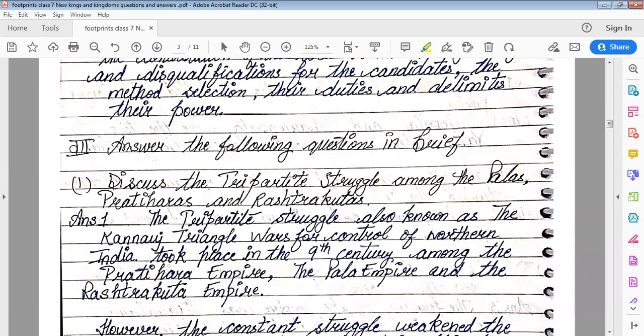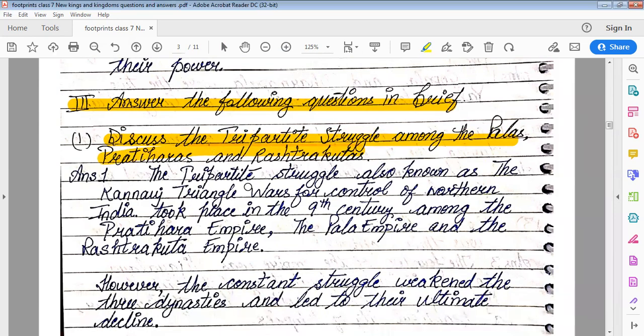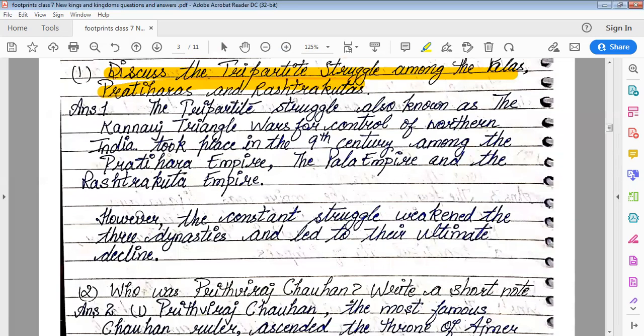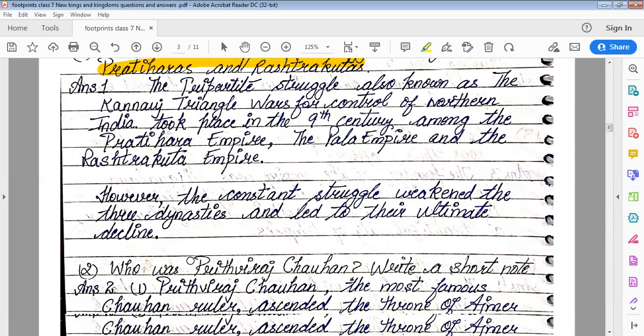Answer the following questions in brief. Discuss the tripartite struggle among the Palas, Pratiharas and Rashtrakutas. The tripartite struggle, also known as the Kannauj Triangle War for control of North India, took place in the 9th century among the Pratihara Empire, the Pala Empire and the Rashtrakuta Empire. However, the constant struggle weakened the three dynasties and led to their ultimate decline.